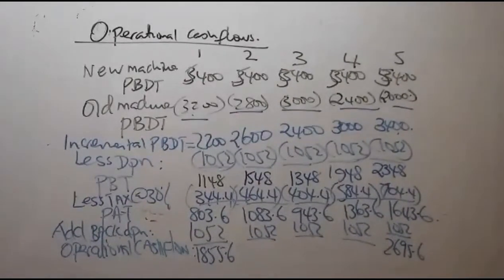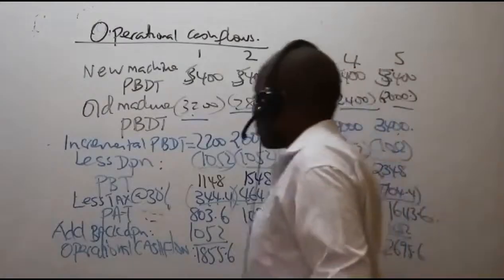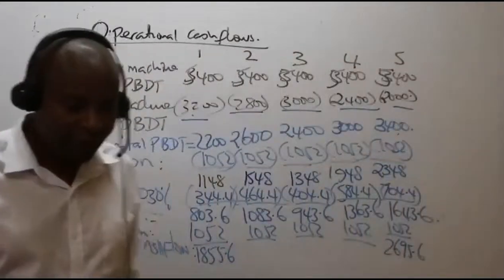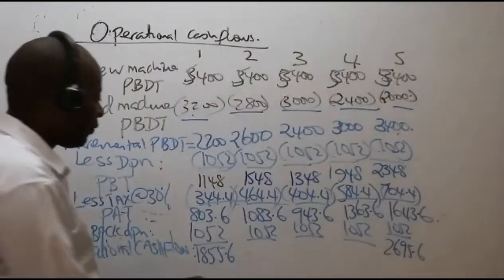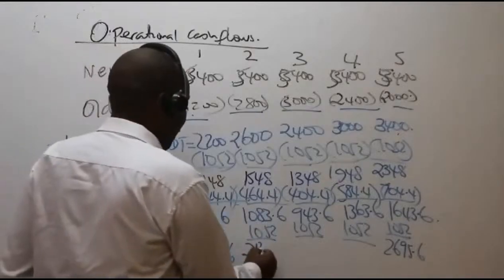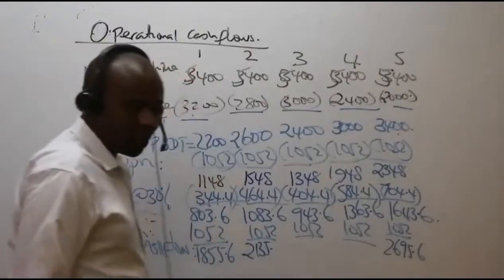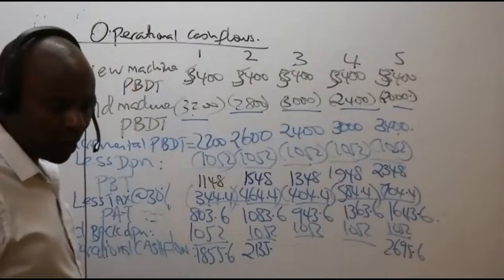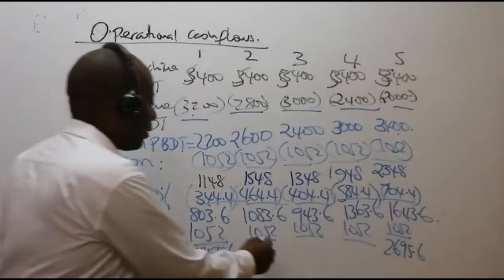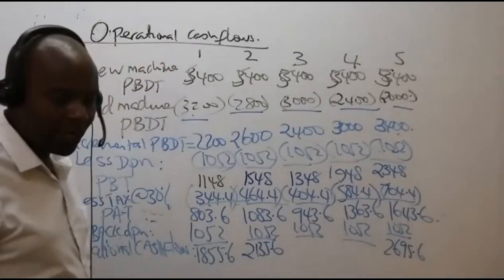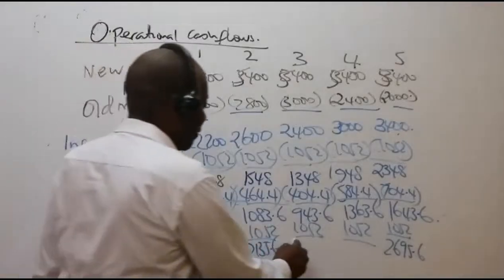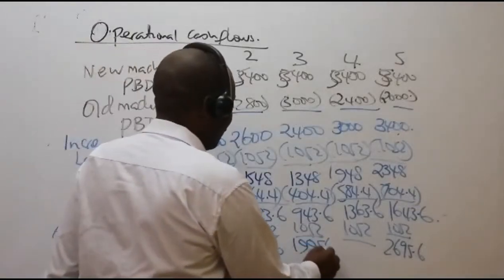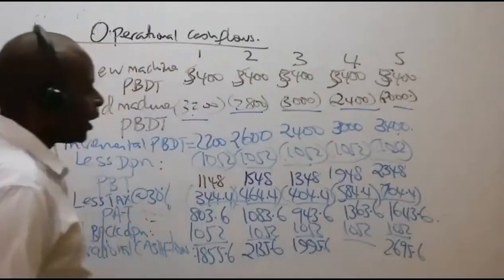Okay. So what figures are we getting, ladies and gentlemen? Year number 1, number 2, I can see 2135.6. Please write there. Year number 3, 1995.6. How about year number 4?